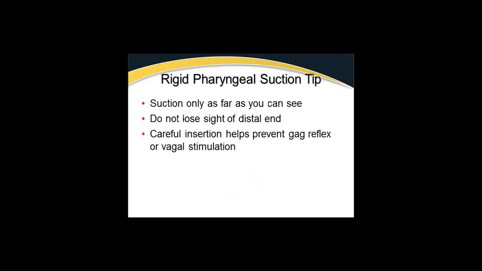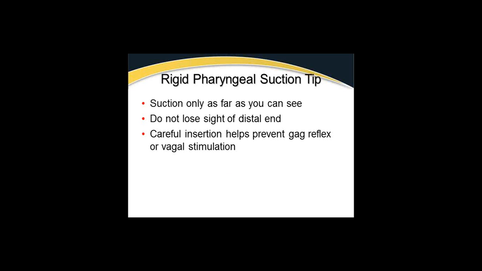Rules for the rigid pharyngeal suction tip: you only suction as far as you can see. Don't lose sight of the distal end. You may need to use that cross finger technique again to keep their mouth open, as they're showing you on 191 in your text. And carefully insert that tip to prevent gag reflex or vagal stimulation.